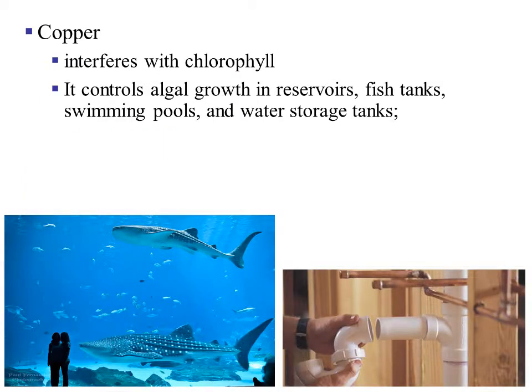Another example of a heavy metal is copper. Copper interferes with chlorophyll. So any organism like cyanobacteria or algae that contain chlorophyll, this will disrupt its growth. So it is used in fish tanks, swimming pools, and water storage tanks.